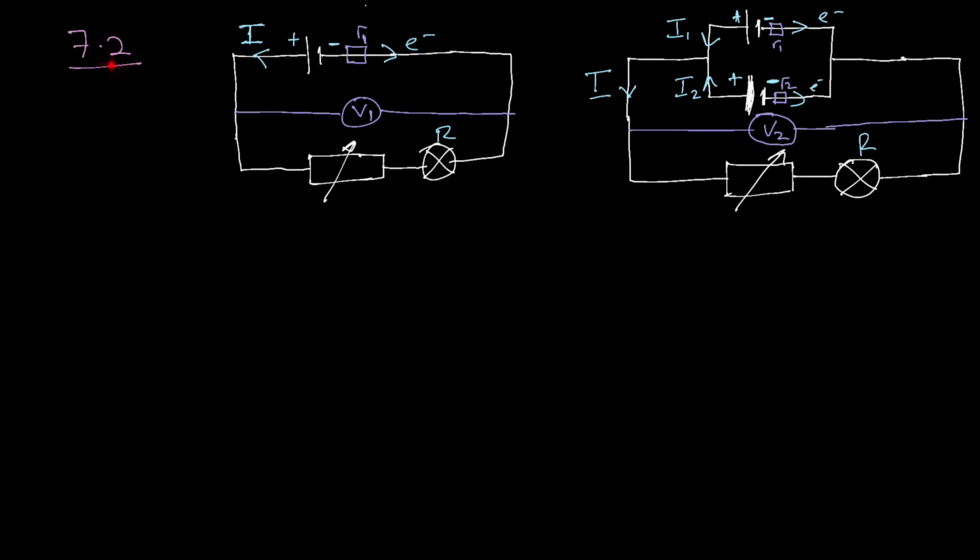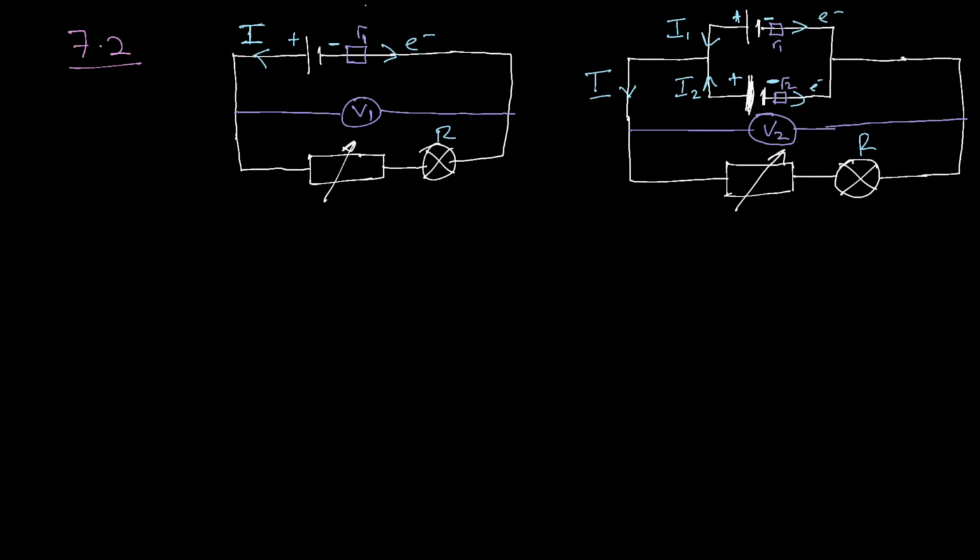Question 7.2. The variable resistor is adjusted so that the lamp is at its brightest. So you're adjusting this to get the brightest for the lamp. The reading V1 on the voltmeter is noted. A second identical cell is then connected in parallel with the cell. The new reading V2 on the voltmeter is noted. So this is the second cell connected in parallel. We got new reading V2, and that's noted. We need to explain why V2 is greater than V1.